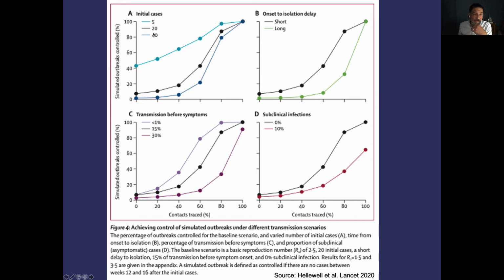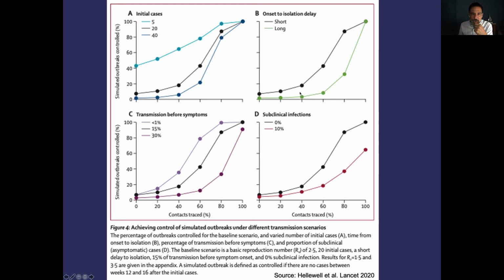And as you increase the number of initial cases, you have to trace a higher proportion of contacts in order to successfully control the outbreaks. Ultimately, if you can get 100% or near 100%, you'll be able to control most of the outbreaks, regardless of how many initial cases are there. So in similar scenarios, you can see the impact of long versus short delays between onset and isolation.